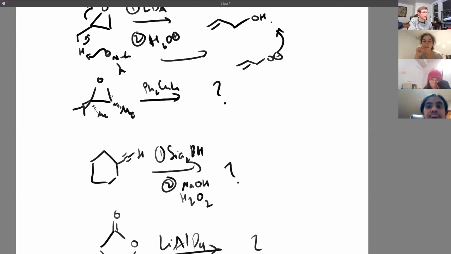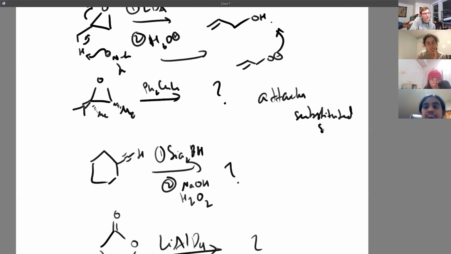Okay, here we go. Here's an epoxide opening with a cuprate. Is it going to attack the more or less substituted side? Less. Yeah, it attacks the less substituted side. And this is an exercise in stereochemistry, which you can do.